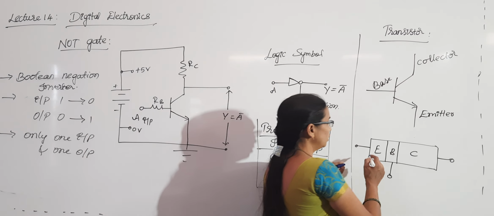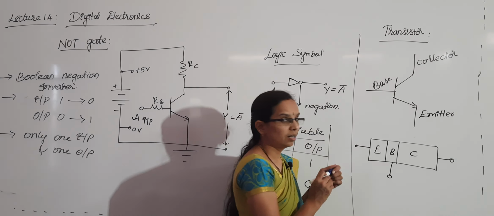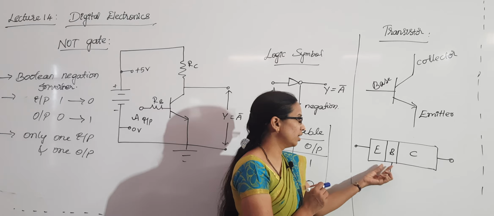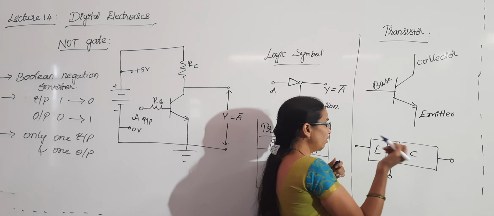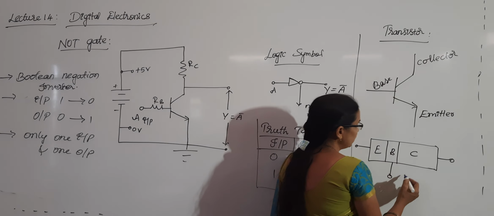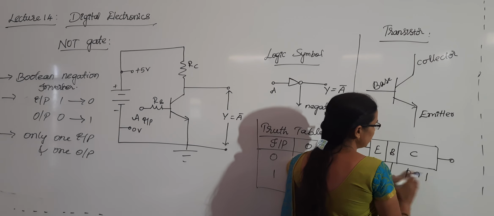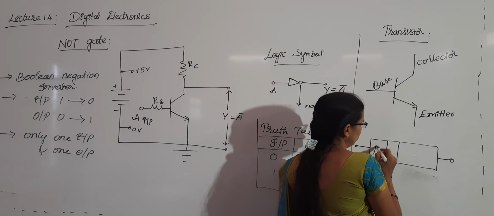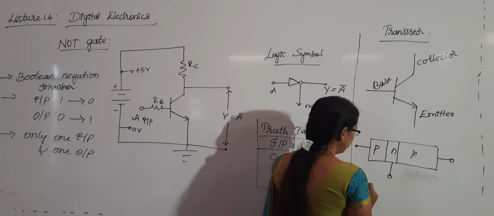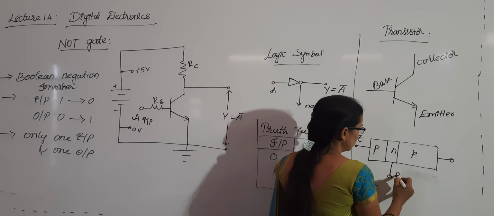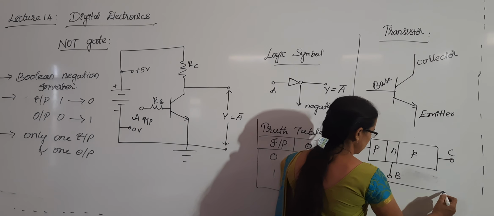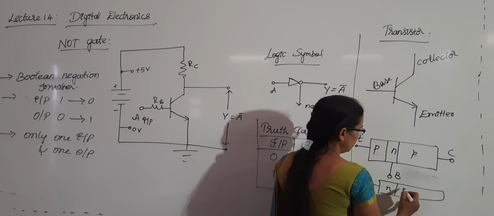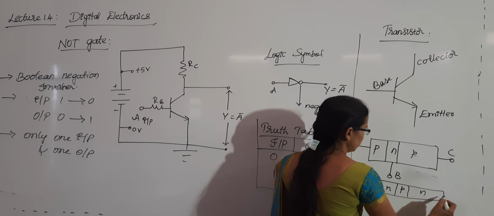This is the picture of how the transistor looks. We have 2 types of transistors. One is the PNP transistor, and the other one is the NPN transistor.